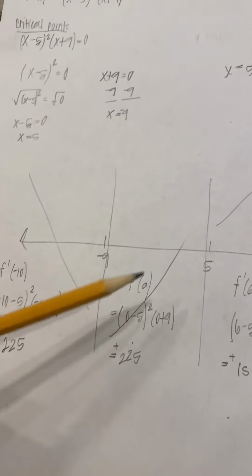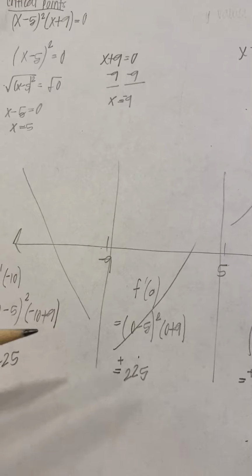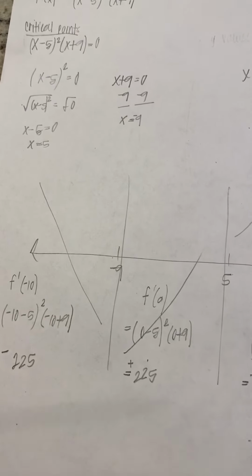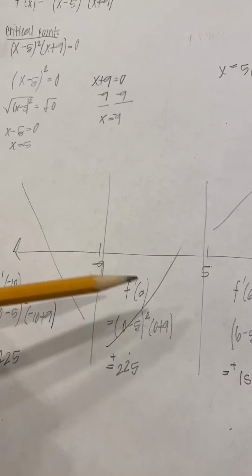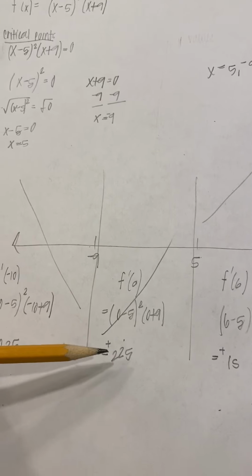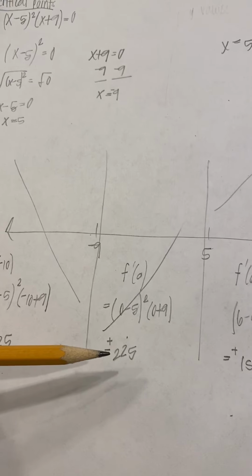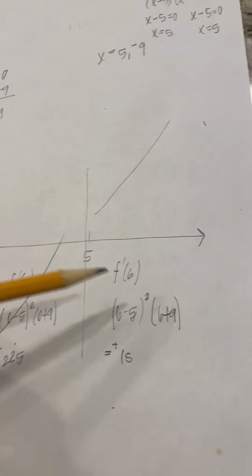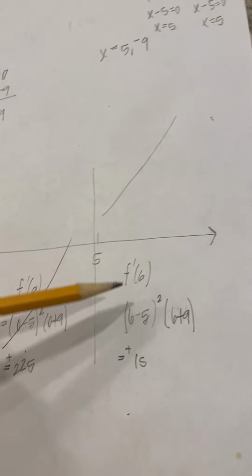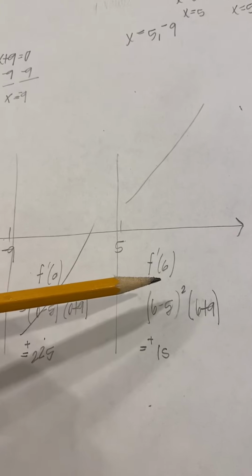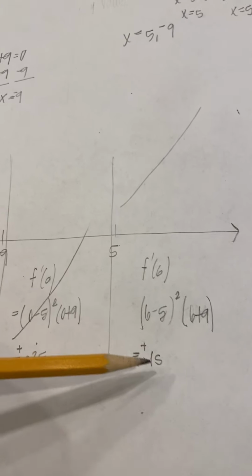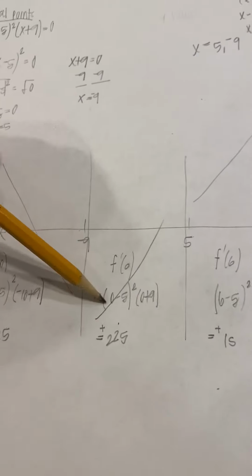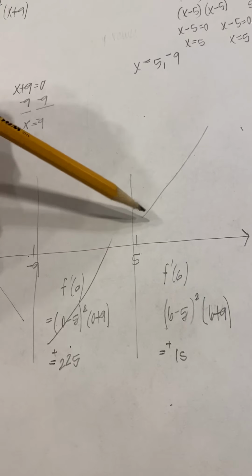So for the next interval, between negative 9 and 5, I plugged in a random number, 0. I thought it was a pretty efficient number to use. You could have used 1 or 2 or negative 5, anything on that interval. Anyway, when I plugged it into the derivative, I got a positive. So increasing on that interval. And then from 5 to infinity, I just chose the number 6. I like to make it easy on myself. I got another positive, so that looks like increasing, and I'm still increasing.